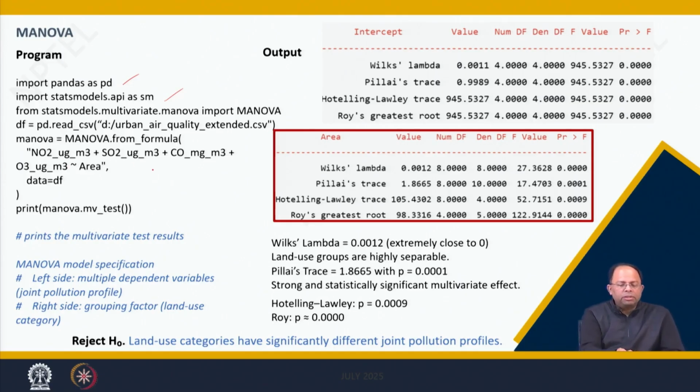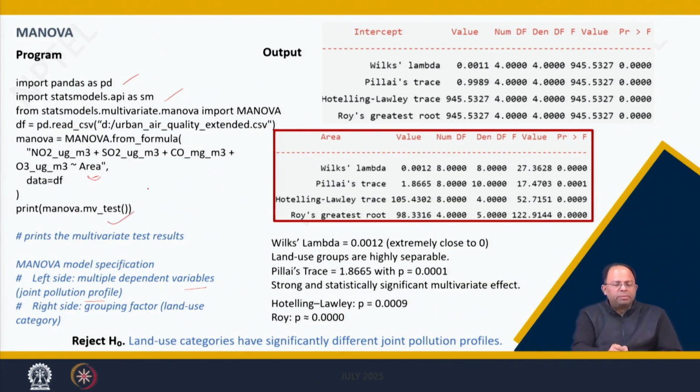Now, NO2, SO2, CO2, CO and ozone are considered together as the group of variables. On the left side, we put these multiple dependent variables, the joint pollution profile. And on the right side, we have the grouping factor, that is, on what basis we will group them. Here it is the area, that is, based on land use, we are grouping them. So, we are measuring whether across these different groups the pollution profile is varying quite significantly, or it is just noise, right?